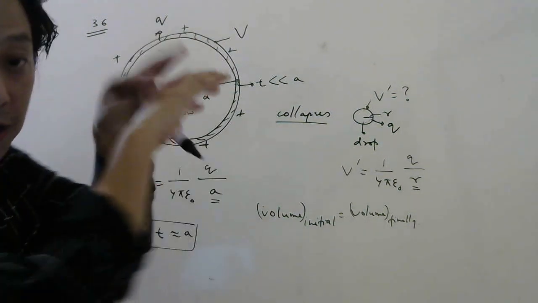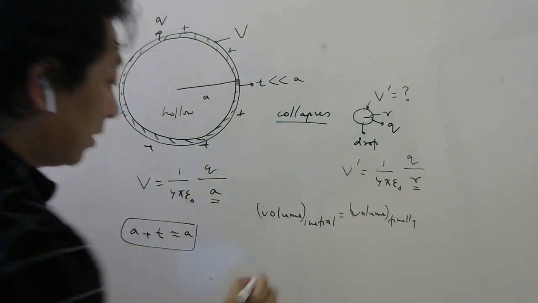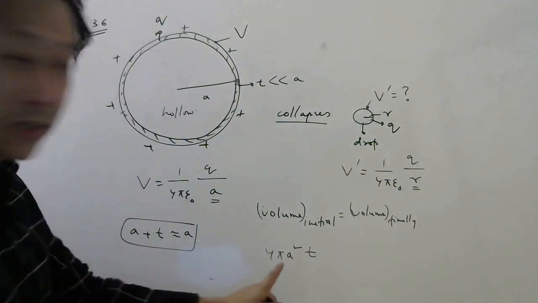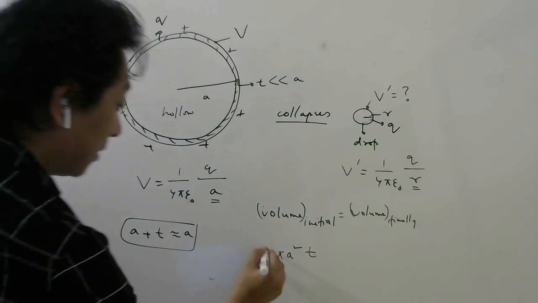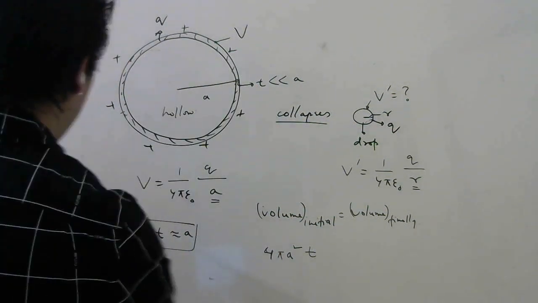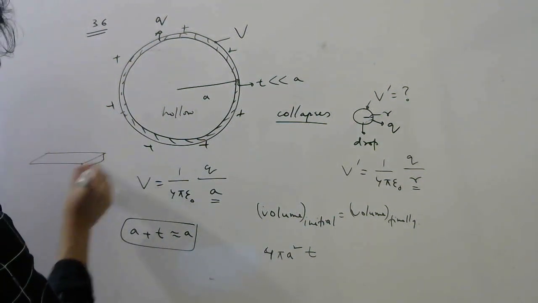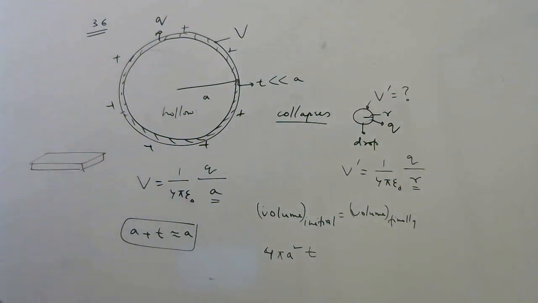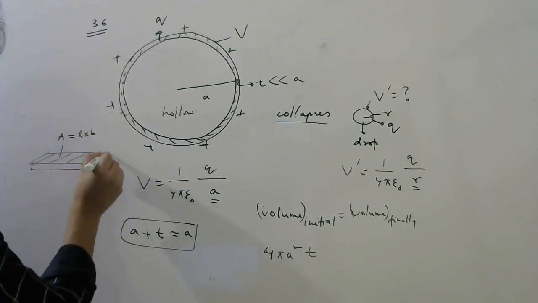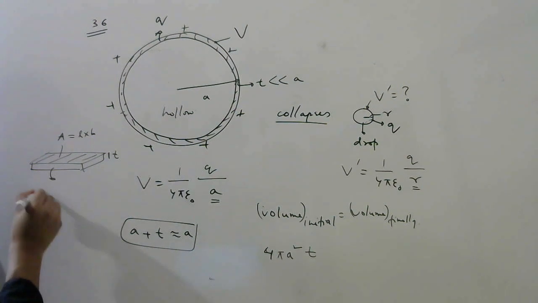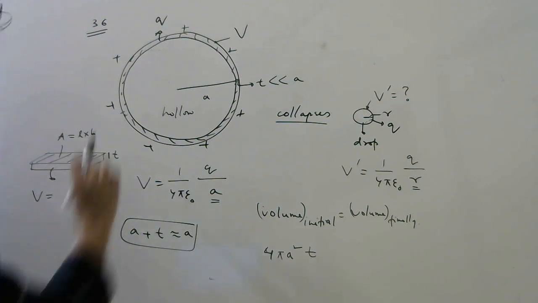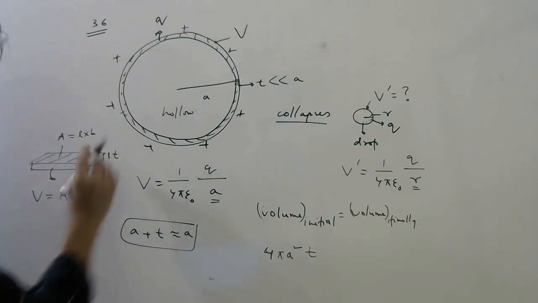So this is a shell, it's a sphere, so the area will be 4 pi a square, and the thickness is t. Remember, I have discussed this already in one of the videos. So volume will be 4 pi a square into thickness. It is like saying, if you take this kind of body, if this area is A, which is length into breadth, and this thickness is T, the volume will be length into breadth into height, which I can write as area into thickness.